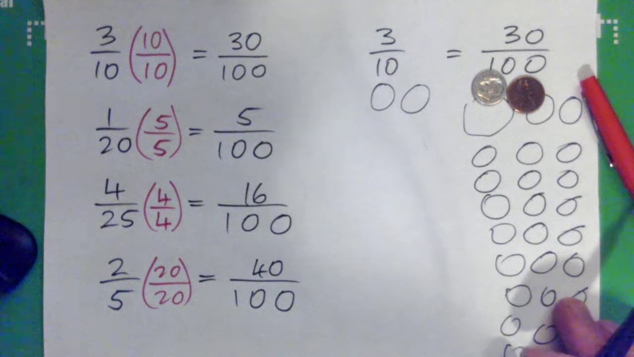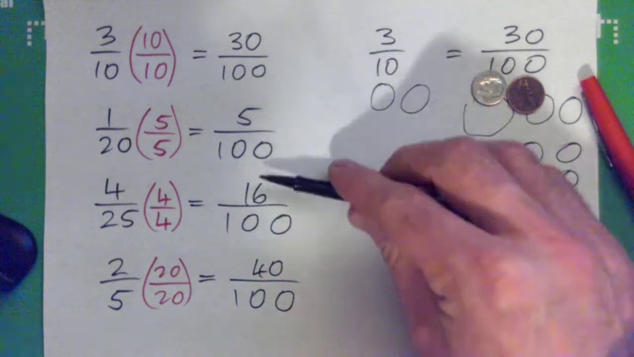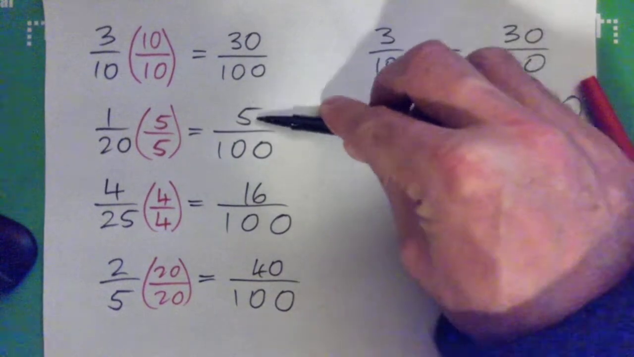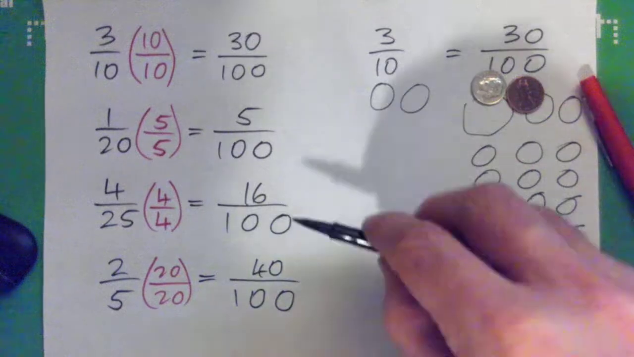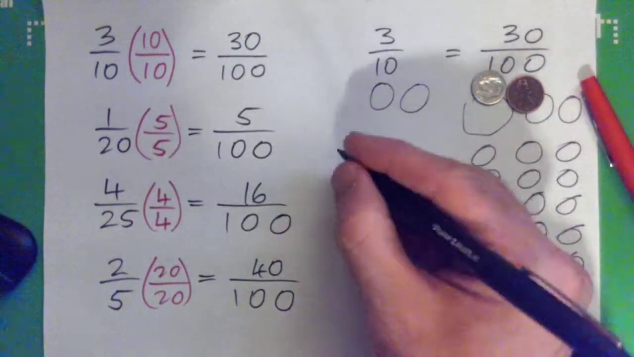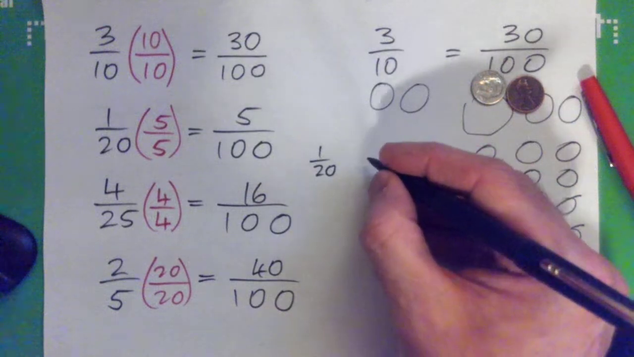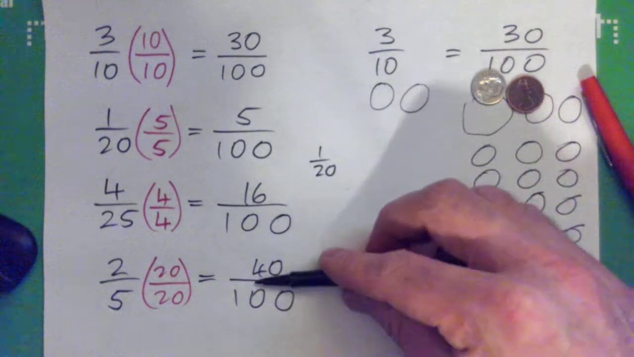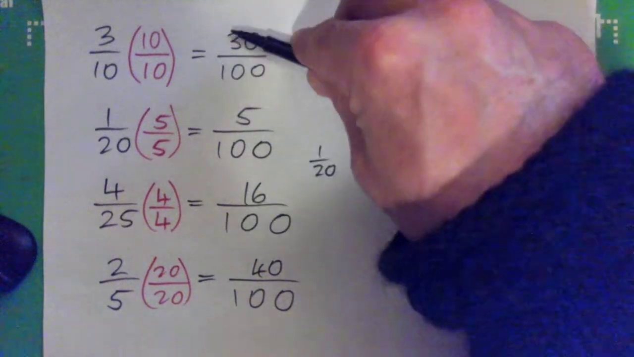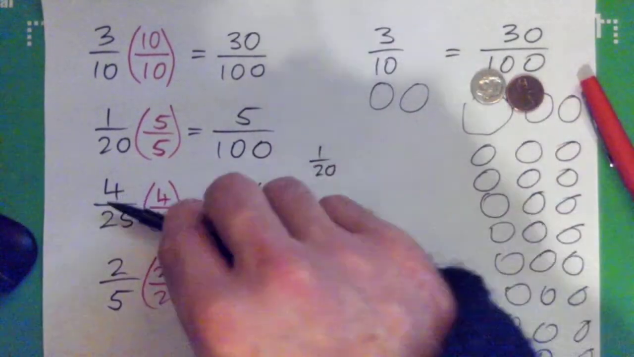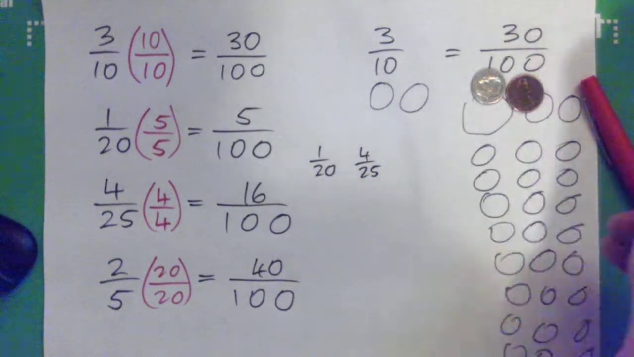So what's the smallest? Because it's 5 hundredths. So you've got 5 hundredths, 30 hundredths, 16, and 40. So which is smallest out of these 4? 5 hundredths, which is 1 over 20. So 1 over 20. Right, and the next one is 16, because it goes 5, 16, then 30, then 40. So 16 hundredths, that's 4 25ths.